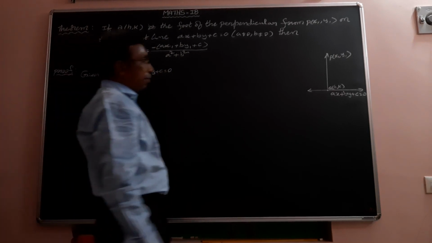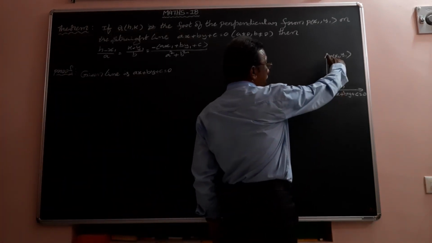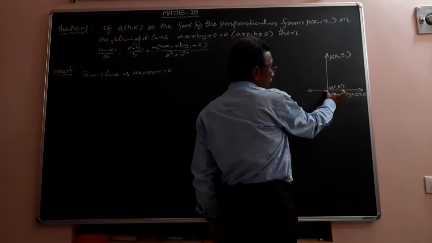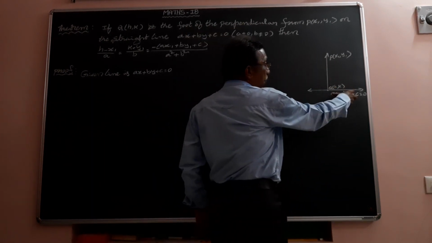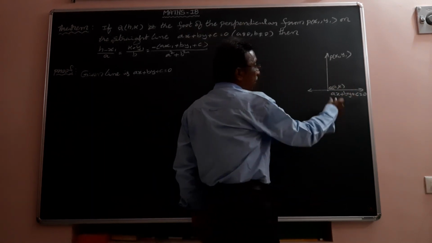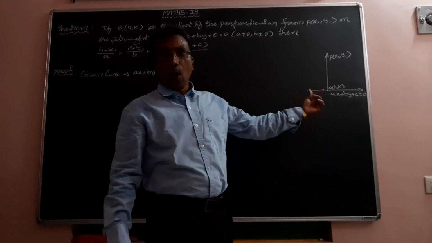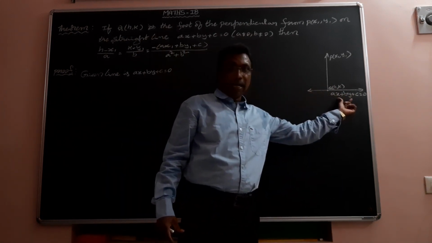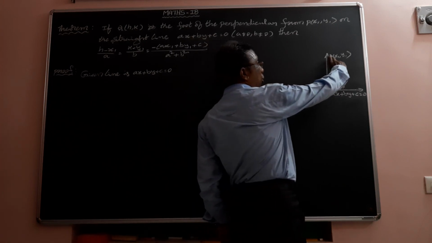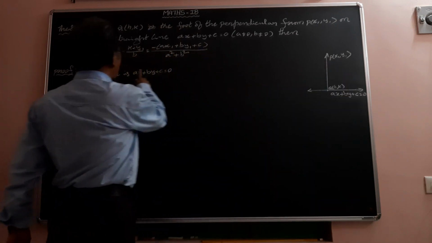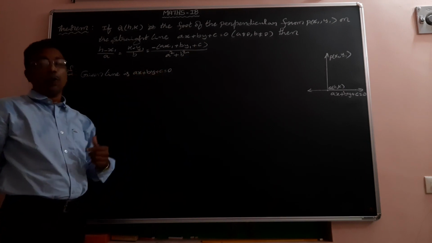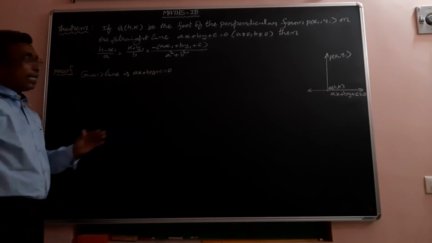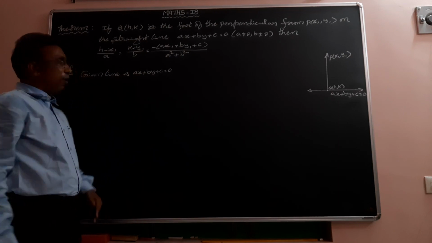Now observe this one. The PQ, this is one line. Ax plus by plus c equal to 0 is the other line. These two lines are perpendicular. Perpendicular means first of all we find the slope of this line, next the slope of these 2 points. What is the slope of the line ax plus by plus c equal to 0? What is the formula of slope? Minus x coefficient by y coefficient.